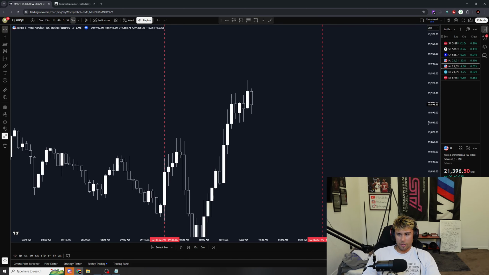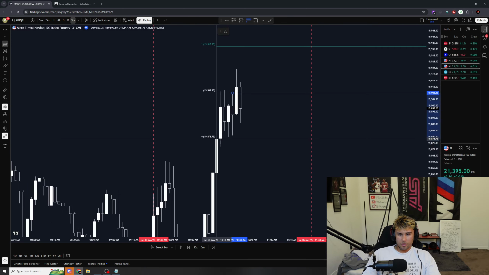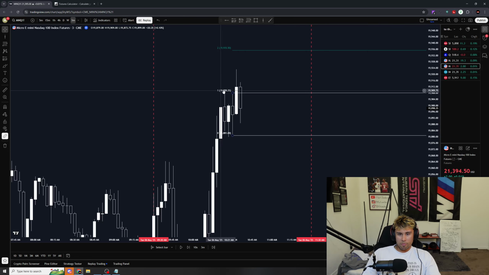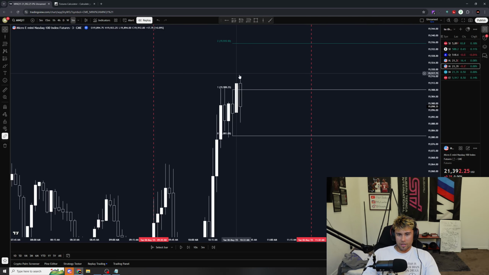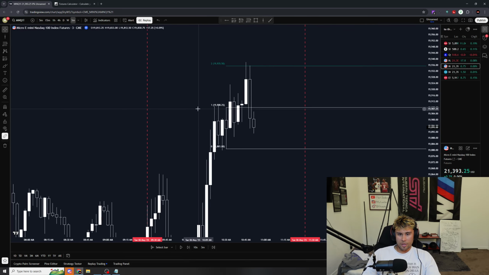I'd probably take a long setup right there. And yep, probably would take a long setup right here. This would be a pullback candle, wick above, strong close. Even though we had a little bit of a top wick, I still do like that close as well, as we're trending up very strongly. Get filled right there. And that goes ahead and hits TP1 and stops at break even.